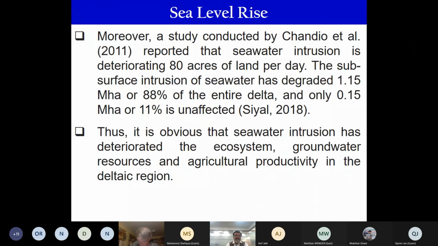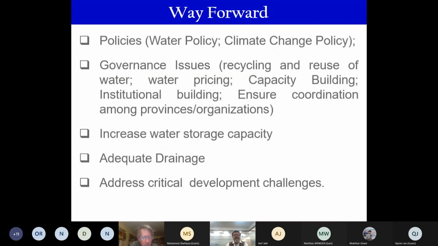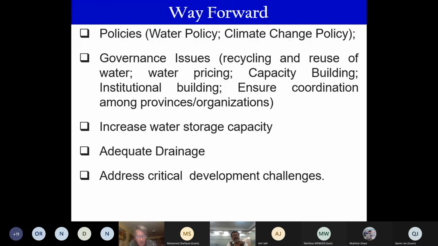So, the way forward: we have a really big issue of policies. A national water policy is approved, but after devolution in 2018, the water policy is a provincial subject, and some of the provinces have got the approval of the policy, while the Sindh government is still in the process of getting approval. And not only the policy issue, but sometimes policies are there, but implementation of the policy is a really big challenge. As well as climate change policies, the national policy is approved, but provinces also have to get approval. Sindh didn't get approval of the climate policy yet.